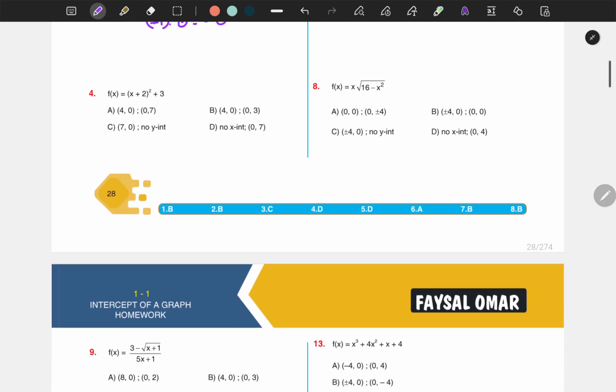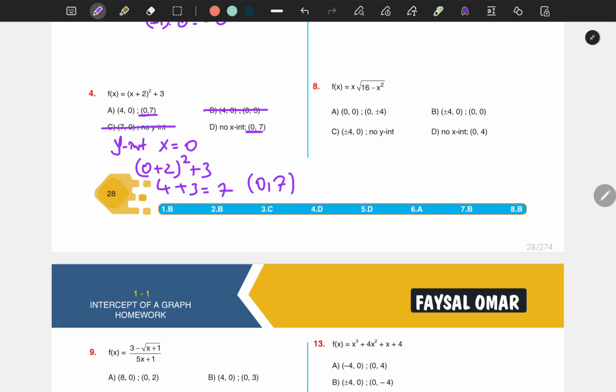Next question, number 4. For the y intercept, x equals 0. Let me replace x with 0. 0 plus 2, power of 2, plus 3. 2 to the power of 2 is 4, plus 3 is 7. I replace 0, I got 7. So 0, 7. Which option do we have with 0, 7? 0, 7, 0, 7. B and C eliminated.